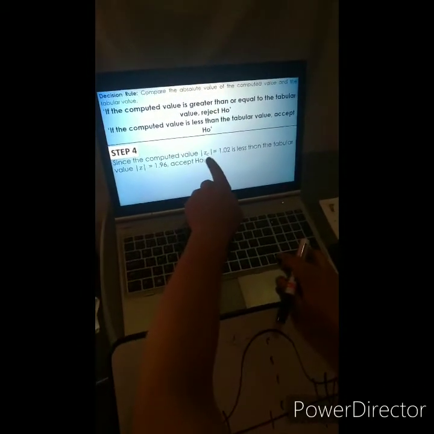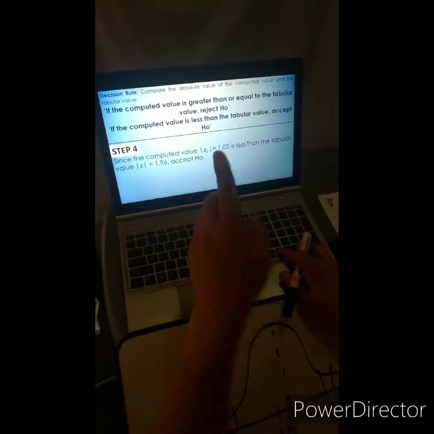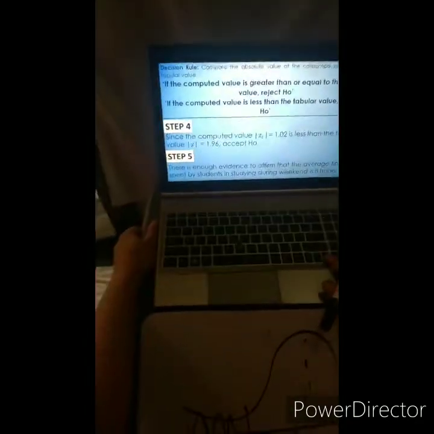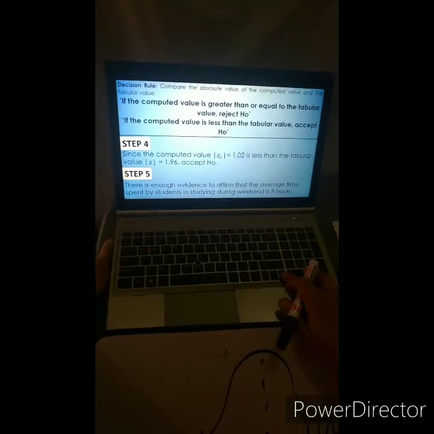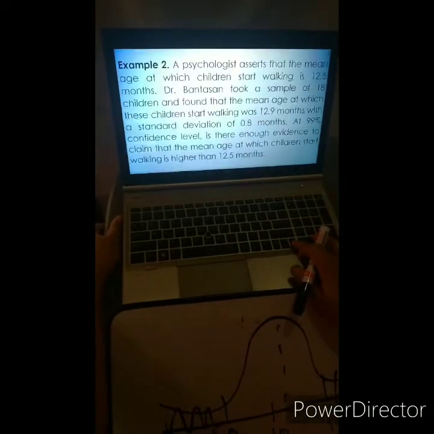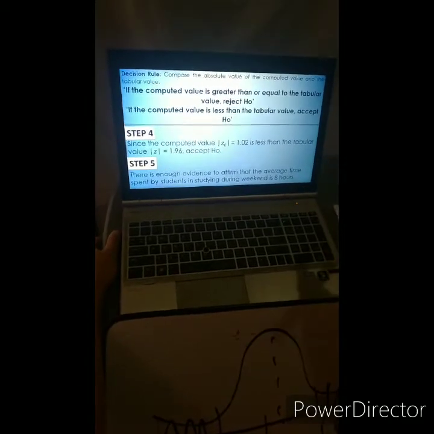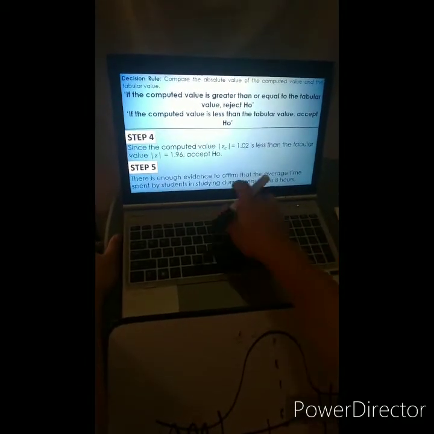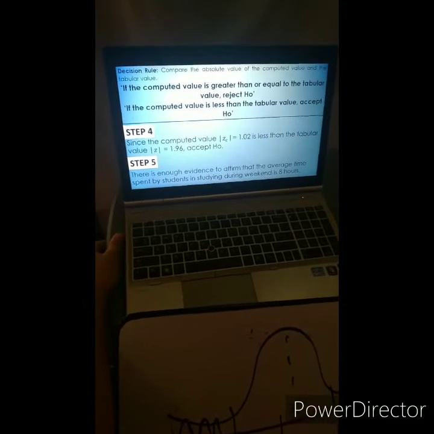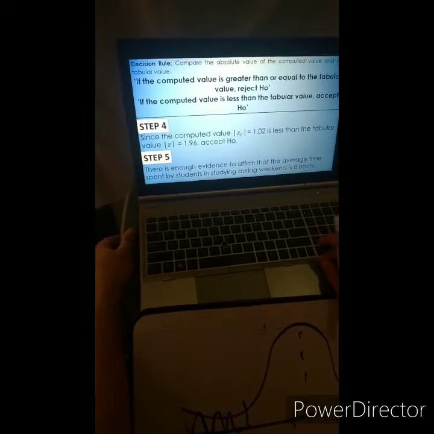Since the computed value 1.02 is less than the tabular value, which is 1.96, accept H0. So, our conclusion: there is enough evidence to affirm that the average time spent by students studying during the weekend is 8 hours. Again, this is only at the level of significance 0.05. That might be different at other significance levels like 0.10, 0.5, like that. So, that is our example number 1.